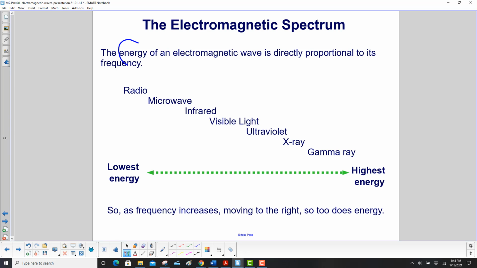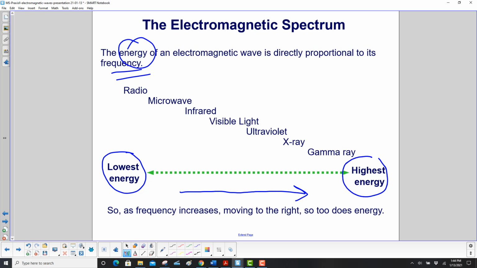The energy of an electromagnetic wave is directly proportional to its frequency. So as frequency increases, moving from left to right, so too does energy. Lowest energy down here, highest here. So radio waves have the lowest energy and gamma rays have the highest.